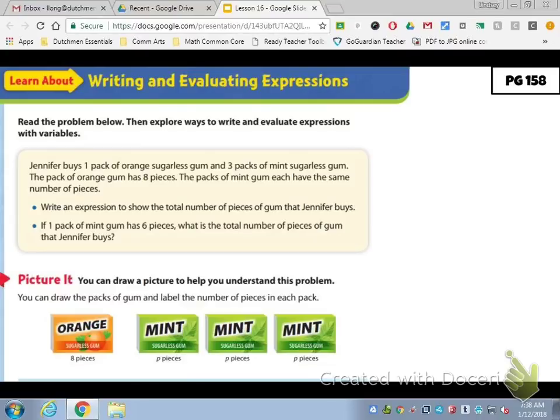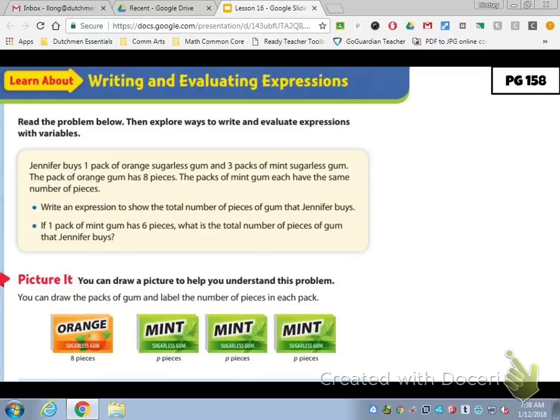If 1 pack of mint gum has 6 pieces, what is the total number of pieces of gum that Jennifer buys? So we have 2 questions here. The first one says picture it. You can draw a picture to help you understand the problem. You can draw the packs of gum and label the number of pieces in each pack.